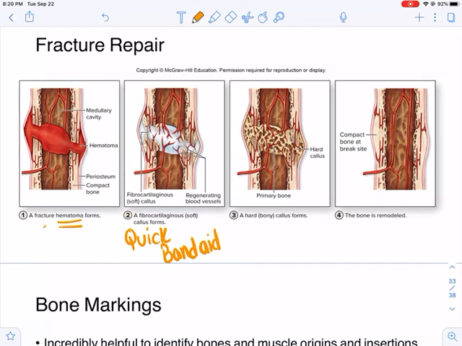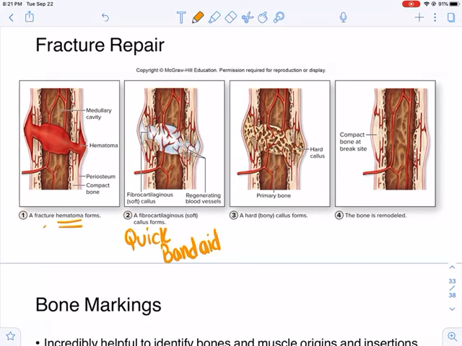Your body's just going to throw some really weak material together, slap it together just to hold the ends and allow your blood vessels to start to regenerate and get back together. So it's a very soft, very weak callus. We call it a fibrocartilage callus because it's made of fibers and cartilage. It's pretty weak. Then you get a better bandage, and we get a bony callus.